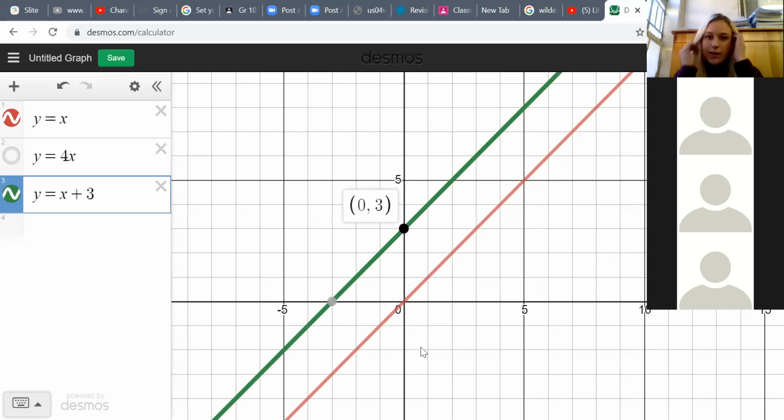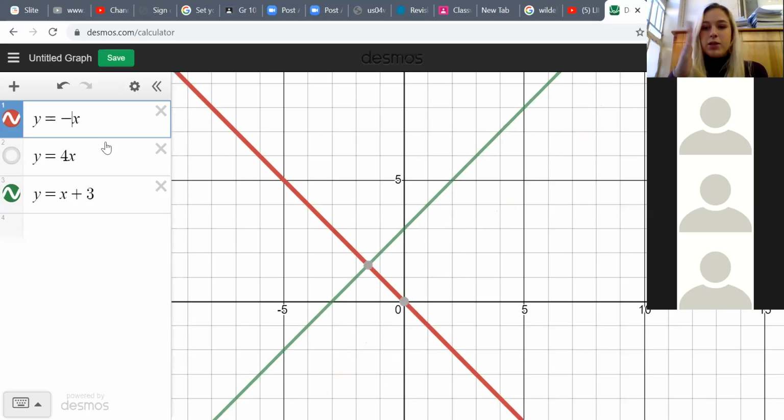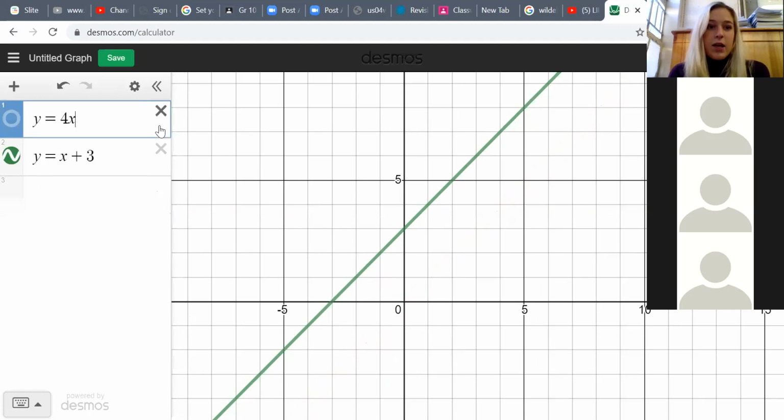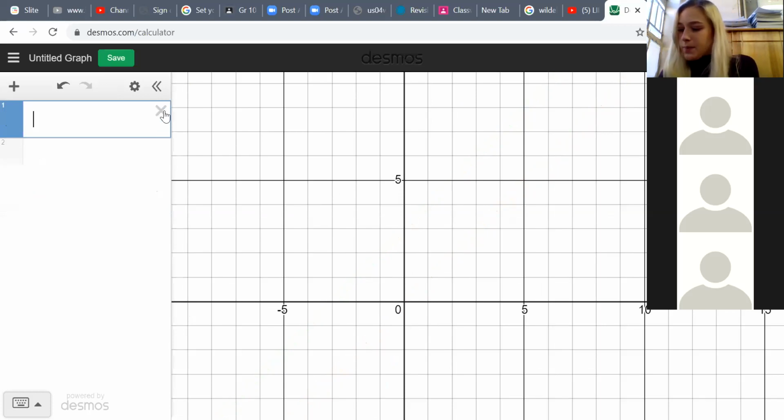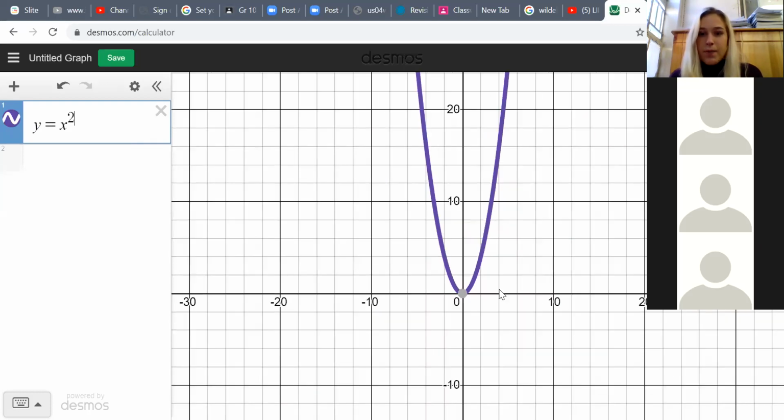So these are some linear equations. Let's see what happens if I make this x negative. We can see it just flips. So now we have a negative gradient, but the exact same graphs. Let's have a look at some parabolas now. Let's do y is equal to x squared.